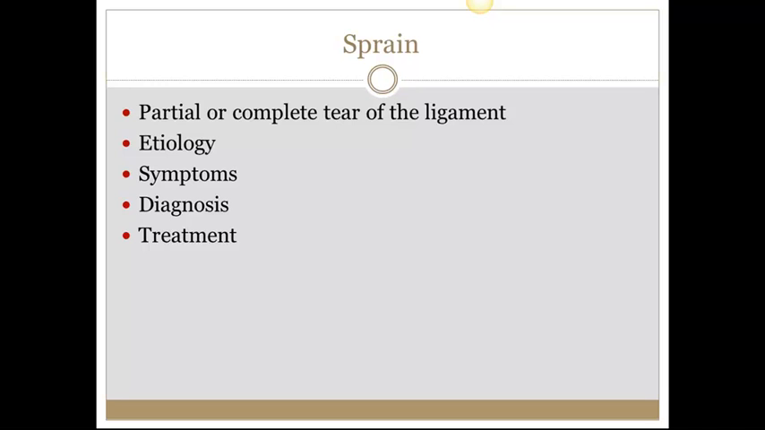Some of the treatments we can use for sprains are the acronym RICE, R standing for rest, I standing for ice, C standing for compression, and E standing for elevation.